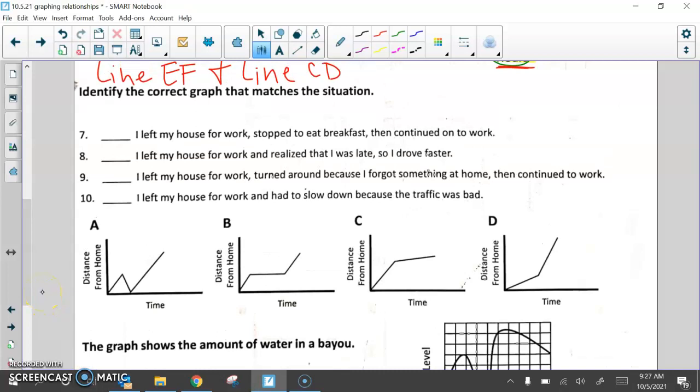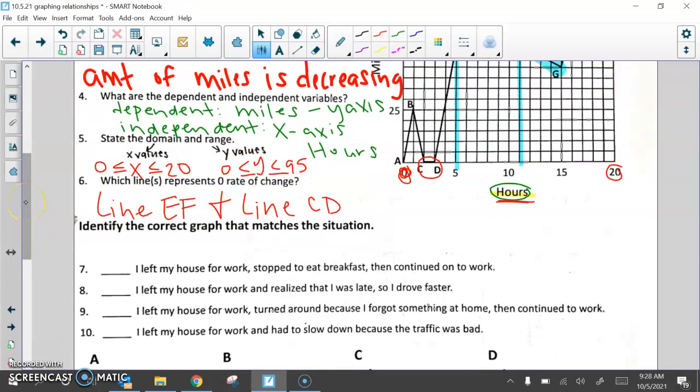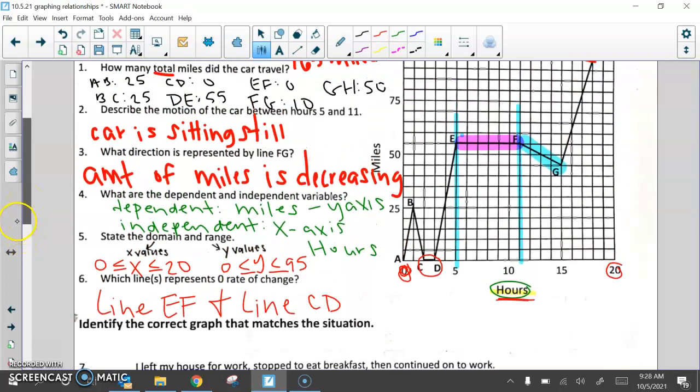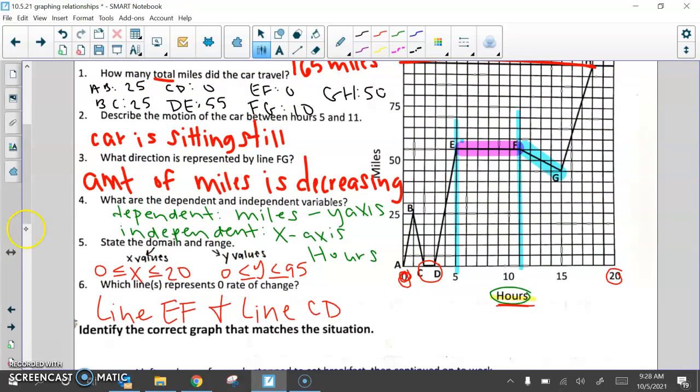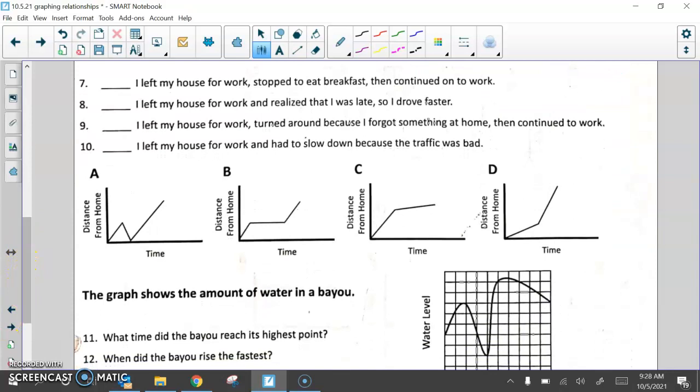Next, it says identify the correct graph that matches the situation. So number 7, I left my house for work, stopped to eat breakfast, then continued on to work. There's only one graph out of A, B, C, and D that shows stopping. Remember, stopping is a horizontal line, just like up here. CD was 0, they stopped, and EF. So for 7, it has to be B.